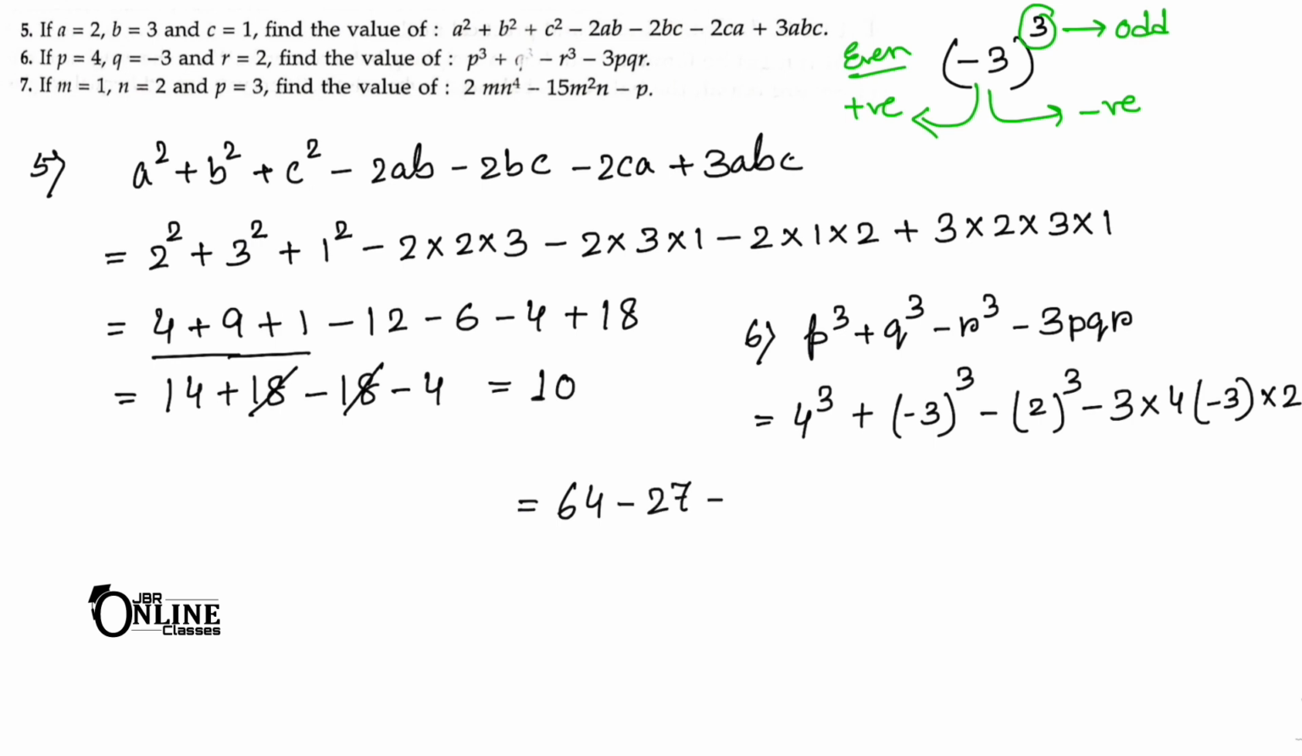Then next one here minus, as here 2 to the power 3, it's 8. Then here minus into minus, it plus. So 3 into 4, that is 12, and here 3 into 2, 6. So 12 into 6, it's 72. Okay, so as here 64 plus 72, 136, and here 27 plus 8, both are negative, it's 35. So 136, then minus 35. So your answer will be here 101.